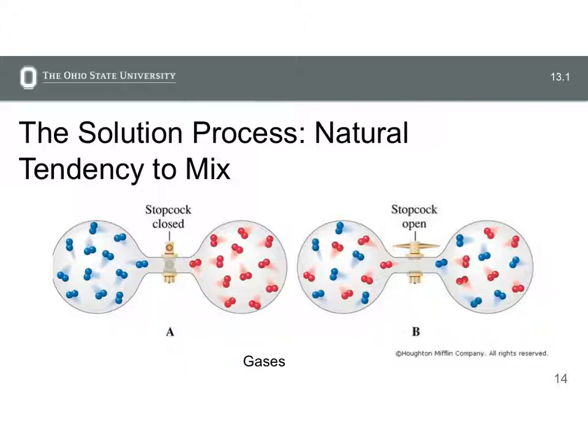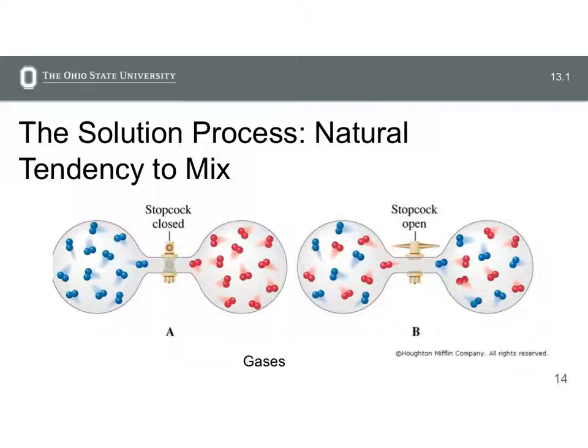And this is the big idea in, I think it's section 3.1 in your textbook: why solution formation happens. What the textbook calls it is essentially a natural tendency to mix, which doesn't really tell you anything. It says that it's going to happen, but it doesn't tell you why. This figure is showing that if we have two different gases, one diatomic represented with blue spheres and the other represented with red spheres, separated in two round bottom flasks, if we allow them to mix, eventually we will have a homogeneous solution.